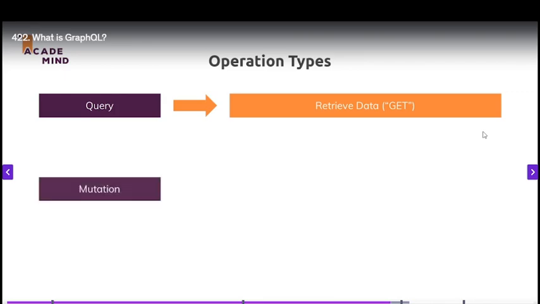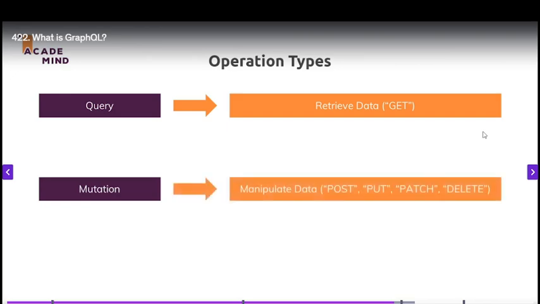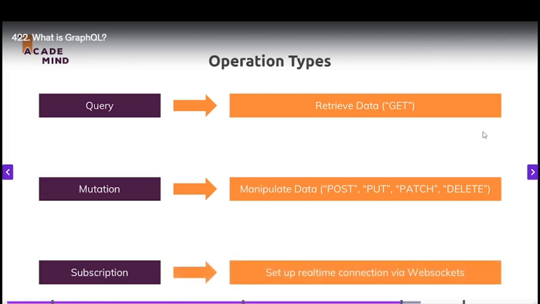We also got mutations, which basically are used for everything that changes data. So what you previously handled with POST, PUT, PATCH, and DELETE requests. And subscriptions, as I mentioned, set up real-time connections via WebSockets. We'll not focus on that in this module because this is no GraphQL course. And indeed, you can create whole courses on GraphQL. Here, I want to focus on the core features.